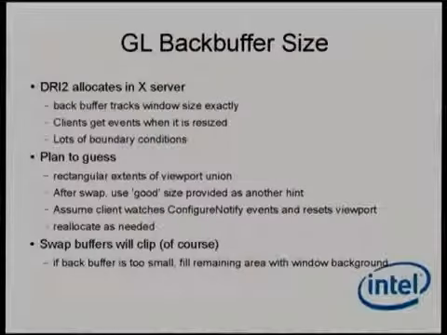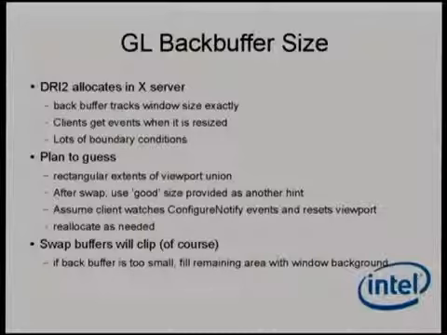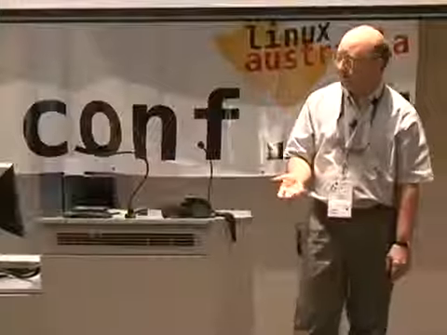So the problem with the GL API is that it contains no information to the driver about how big the window is. On DRI2, the buffers are allocated in the X server. The X server knows all about your window size. And the clients get a nice event when the back buffer is resized. As we talked about, there's a huge number of boundary conditions. It's a disaster. But we don't have any actual information about the window size, so we're going to have to guess. And we're going to use a collection of GL APIs that are going to give us some notion of what the actual window size is.